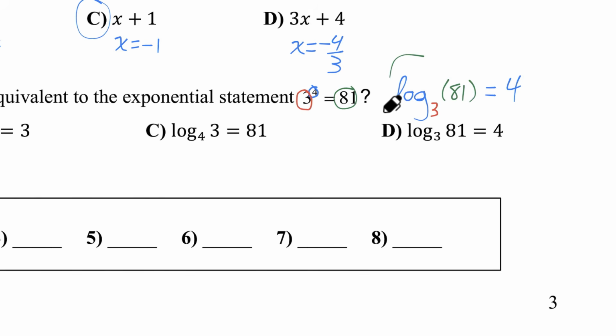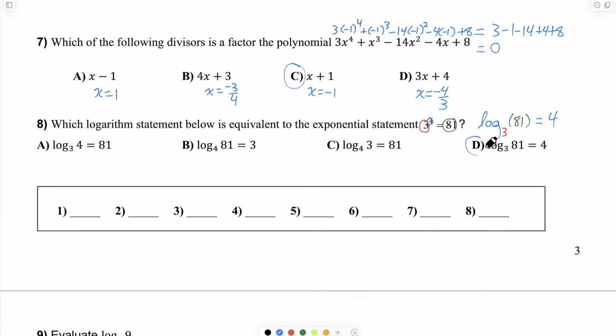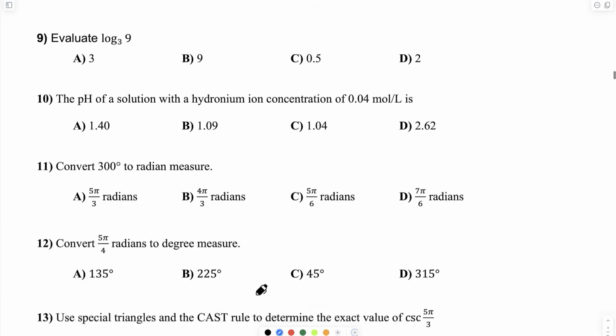Right? This logarithmic statement right here means that 3 to the power of 4 is equal to 81. And that's exactly what the exponential equation tells me. And I see that right here. That's D. Let's move on to 9.